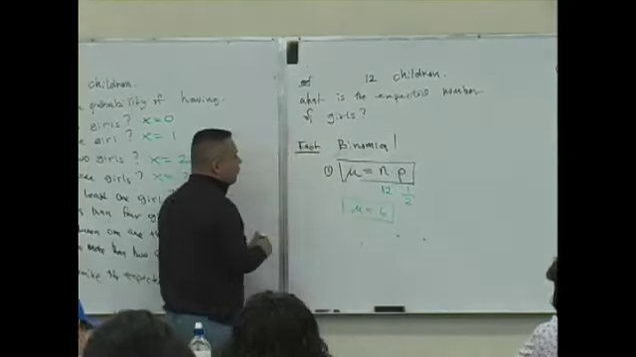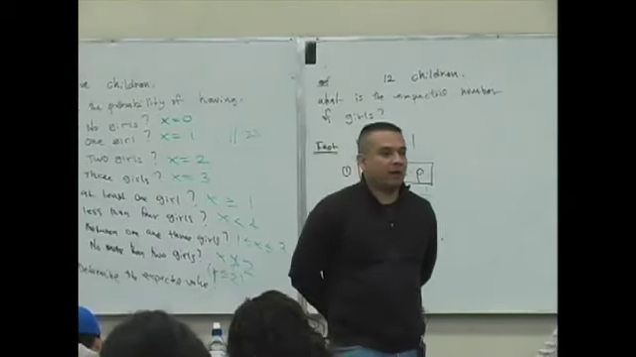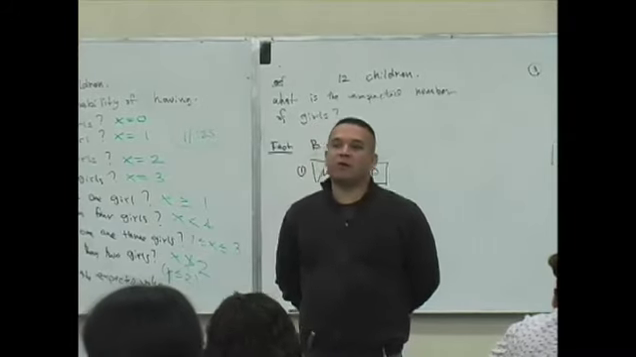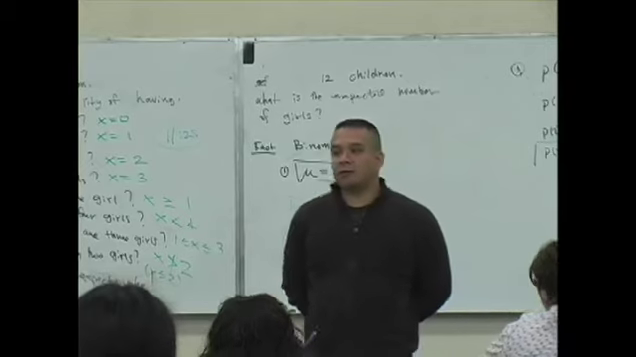6. So if you plan on having 12 children, the average number of girls that you'll have, all couples that have 12 children, is going to be 6.